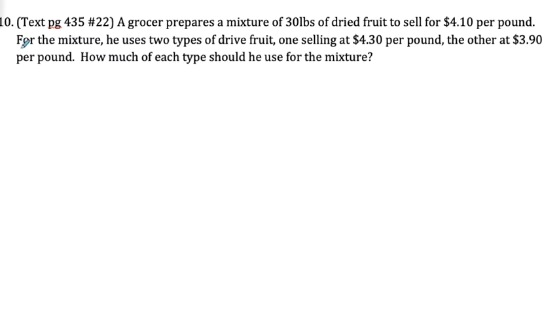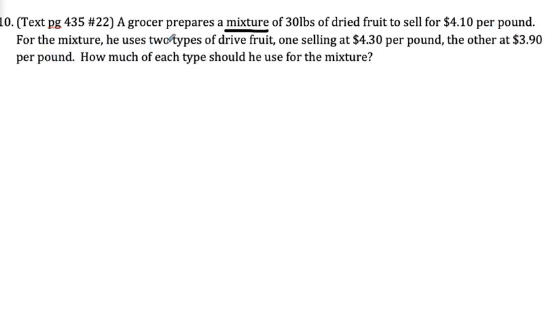It's question number 10, which is also a textbook question, page 435, number 22. We refer to these types of questions as mixture problems. You can often see them on standardized tests, and they relate to just being able to write a system of equations. So it says a grocer prepares a mix of 30 pounds of dried fruit to sell for $4.10 a pound. So they're mixing two types of fruit, and he wants to sell it for $4.10 a pound, and he's making 30 pounds of it.